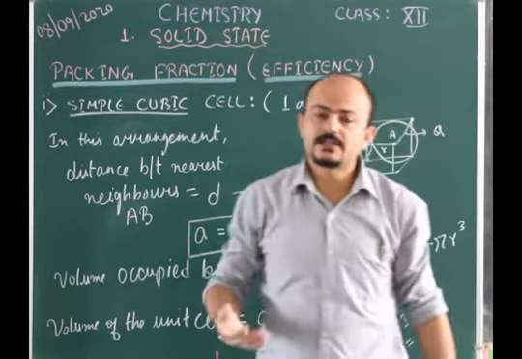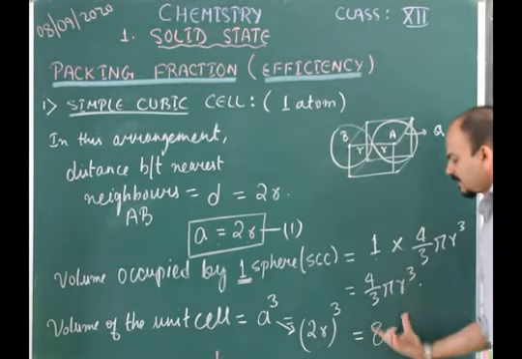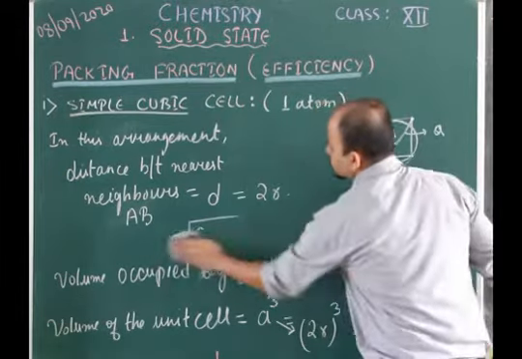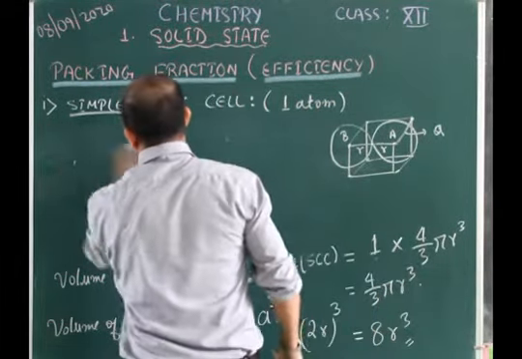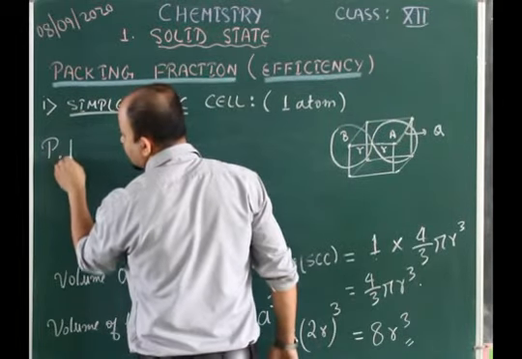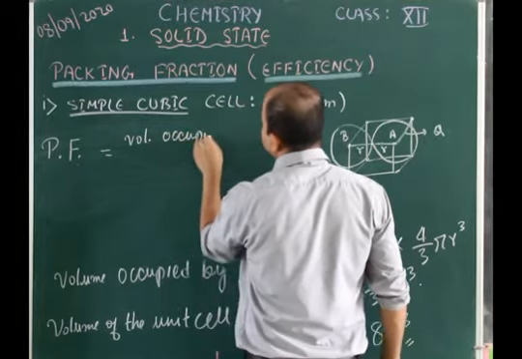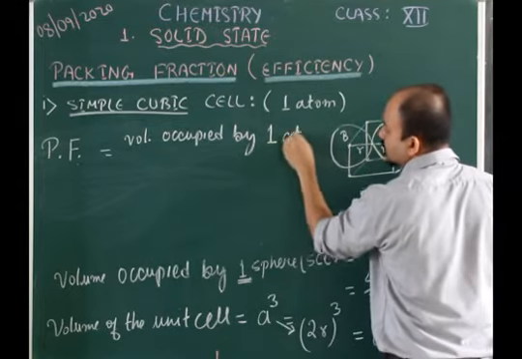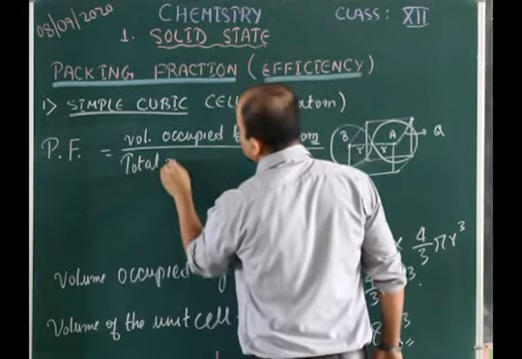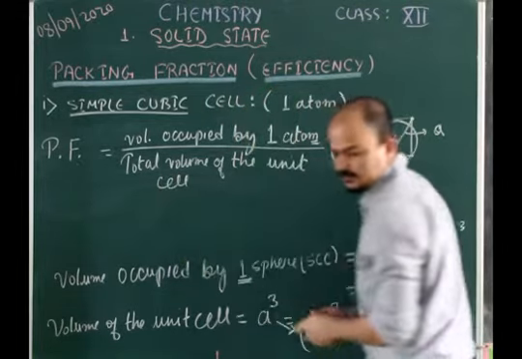So we have both. Now how can you calculate packing fraction or packing efficiency? The volume occupied by one sphere divided by the total volume of the cube into 100%. So let me do this part here. I'm writing packing fraction, PF. Packing fraction will be equal to the volume occupied by one atom, or you can say sphere, because an atom is considered to be spherical in shape, divided by the total volume of the unit cell into 100%.